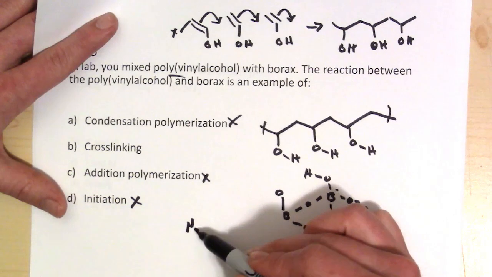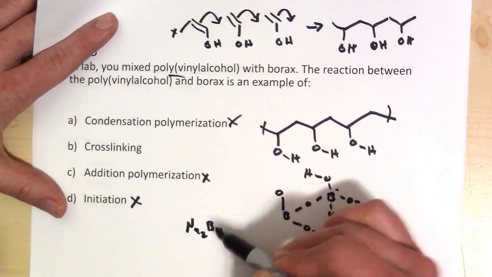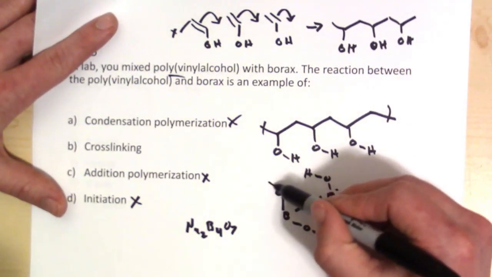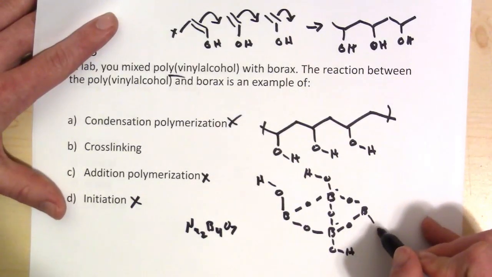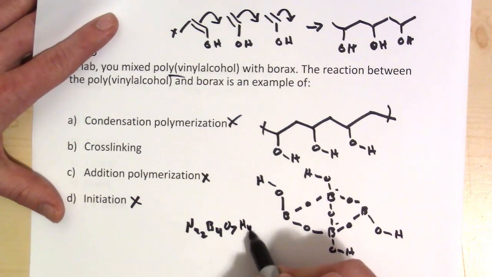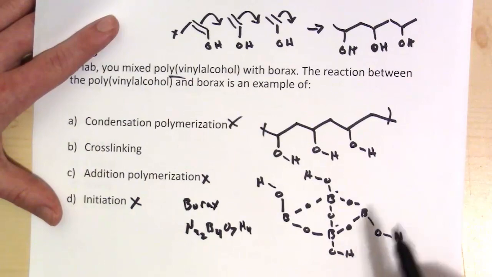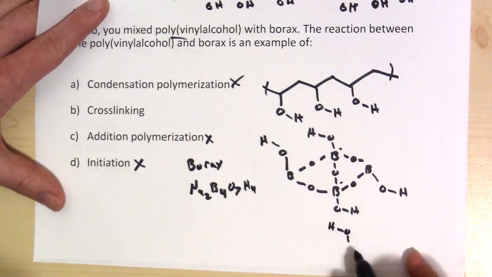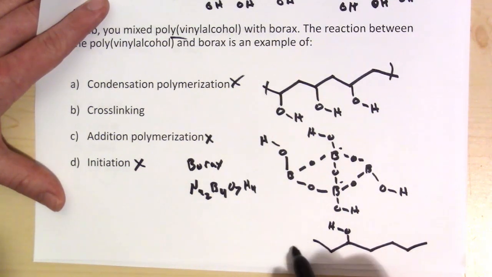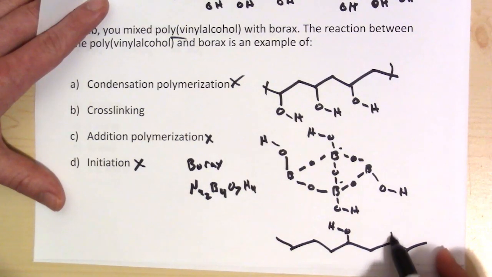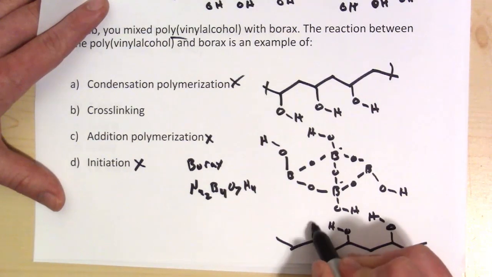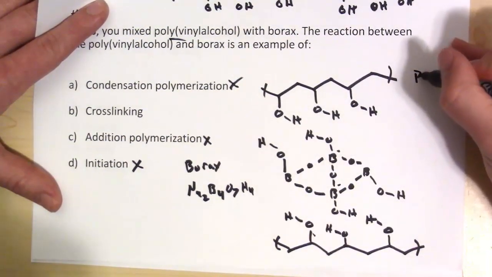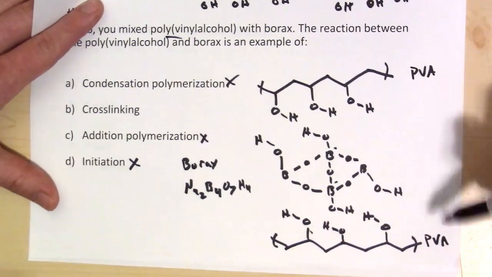It's because you have Na2B4O7H4, that is borax. And if we have a second molecule of polyvinyl alcohol down here, so we'll use the same length, 3 repeat units of this PVA and this PVA. So these are two separate polymers.